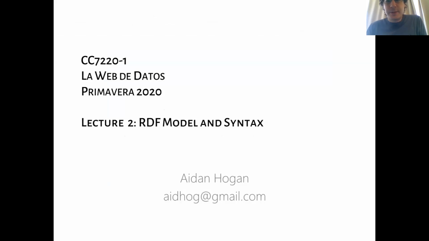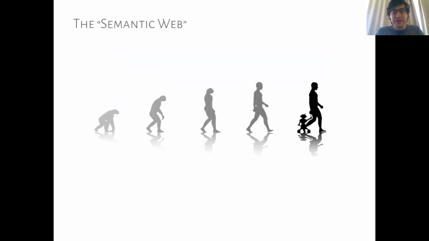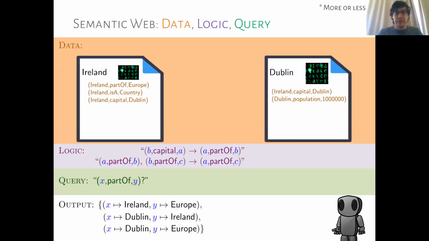So the second class, we will talk about the RDF model and syntax. So what is RDF? What does RDF stand for? Why do we need this? So we spoke the last time about the semantic web, this idea of structuring the content of the web. And essentially, we talked about the need for data, logic, and querying, structured queries, structured data, to be able to enable this vision. So in terms of the data, that essentially is RDF.